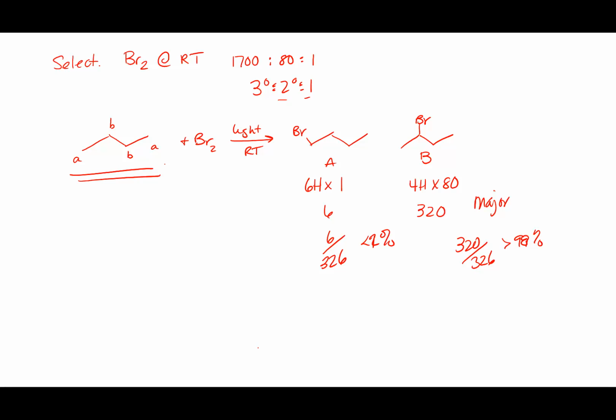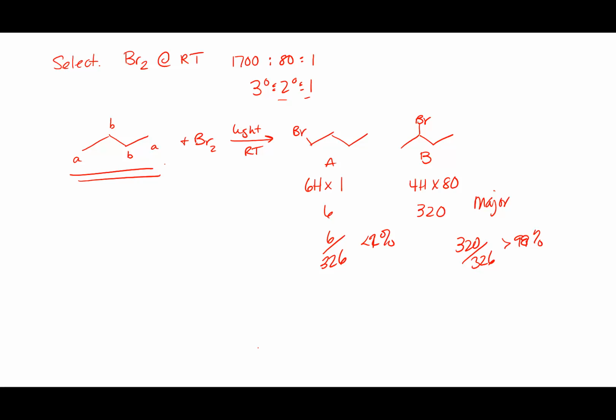And what you can see is that with the selectivities being different for chlorination and bromination, you can get different major products depending on whether I do chlorination or bromination. Everybody's kind of with me here?